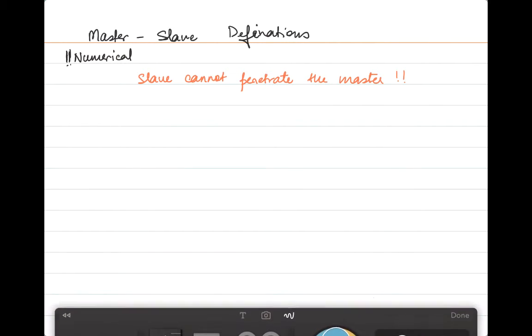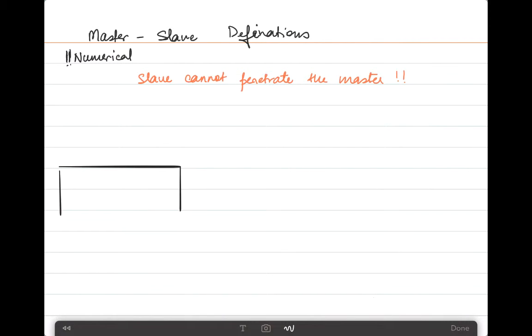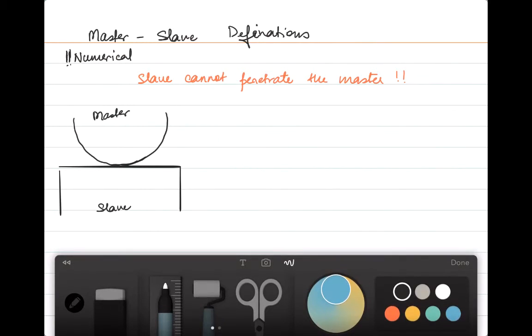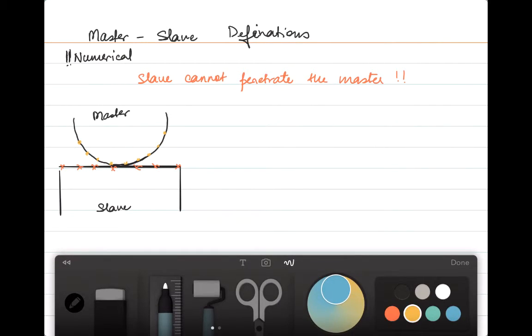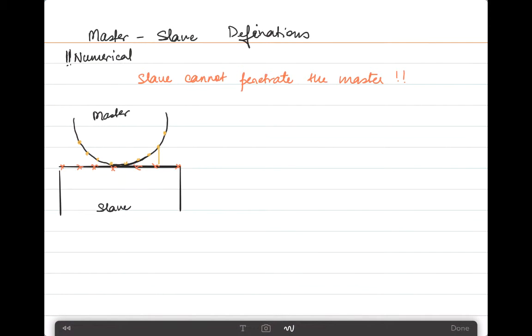So if we pick up the same example that we had before of a surface with this hemispherical part, the surface over here, and if we consider this to be the master and this part to be the slave, and I have as usual defined some nodes on the surface and also for the slave, then in principle the master nodes over here can penetrate inside the slave body.